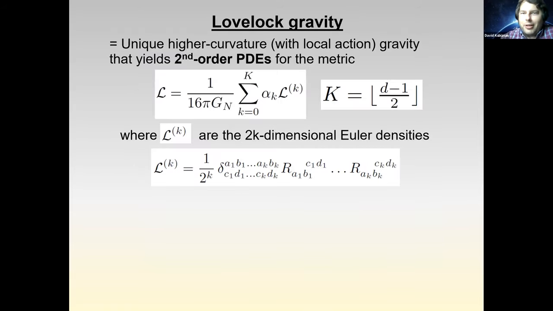More generally, you have Lovelock gravities, which are unique higher curvature gravities that yield second-order PDEs for the metric. They have the following general structure. In your Lagrangian, the alpha_k are just coupling constants, and the L_k are the Euler densities. Basically, they are antisymmetrized contractions of various numbers of Riemann tensors. This sum is only non-trivial if, in D dimensions, you go up to k given by the floor of (D minus one) over two.